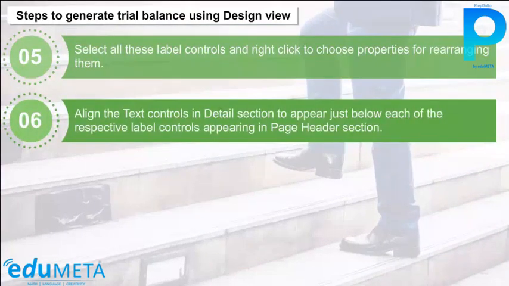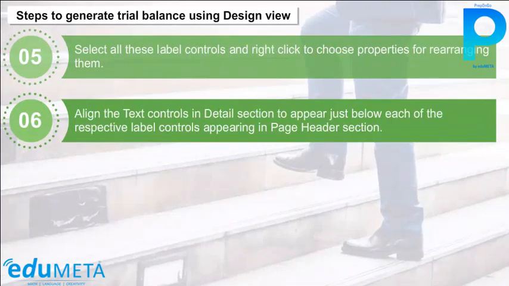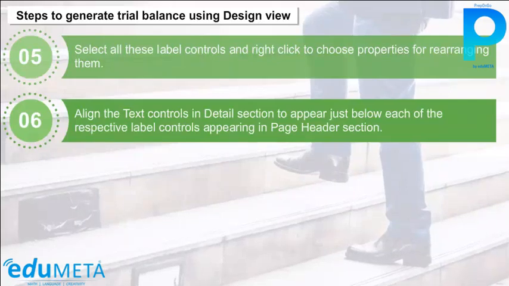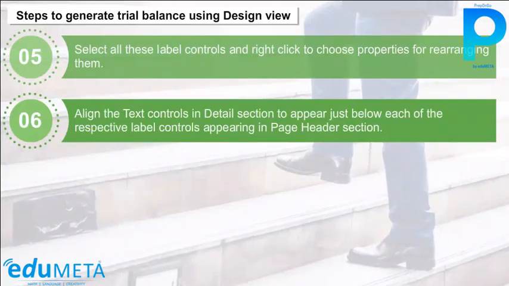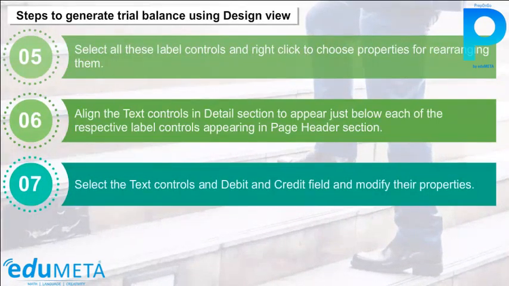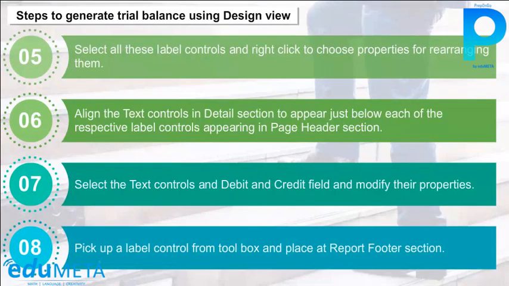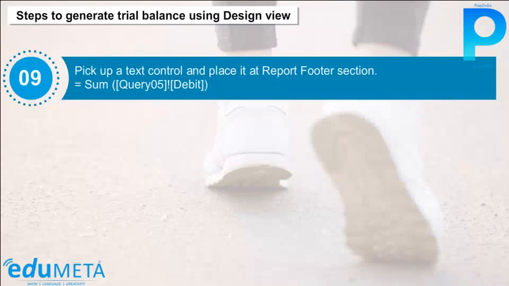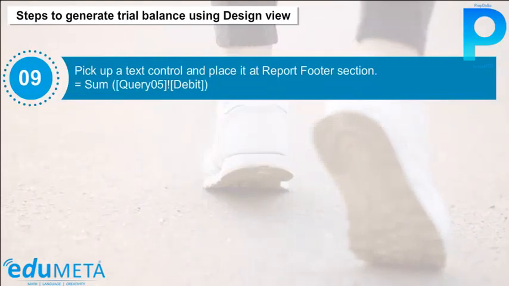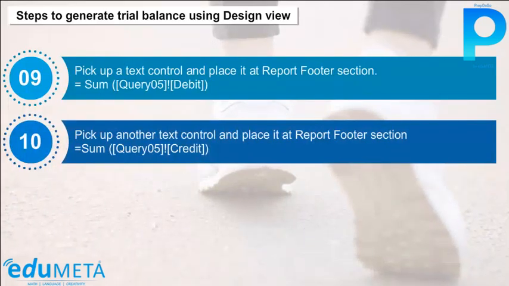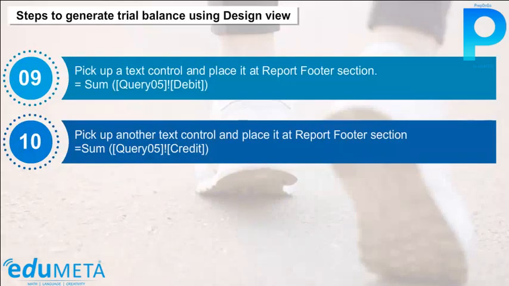6. Align the text controls in the Details section to appear just below each of the respective label controls appearing in the Page Header section. 7. Select the text controls of the debit and credit fields and modify their properties. 8. Pick up a label control from the Toolbox and place it at the Report Footer section. 9. Pick up a text control and place it at the Report Footer section. 10. Pick up another text control and place it at the Report Footer section.